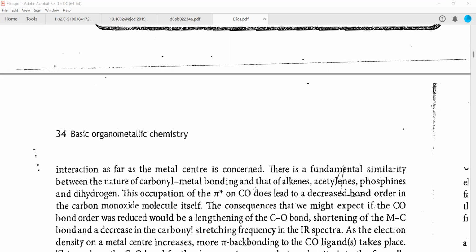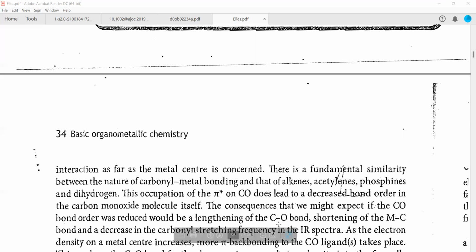of alkenes and acetylenes and phosphines and dinitrogen. So this occupation of the pi star on carbonyl does lead to a decreased bond order in the carbon monoxide molecule itself. That is true. That is why you observe a lower stretching frequency for the metal carbonyl than for the free carbonyl.